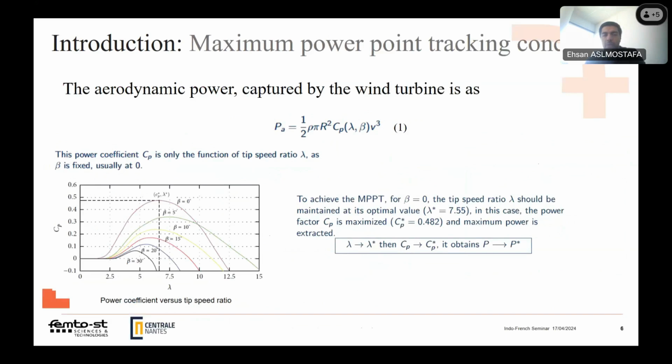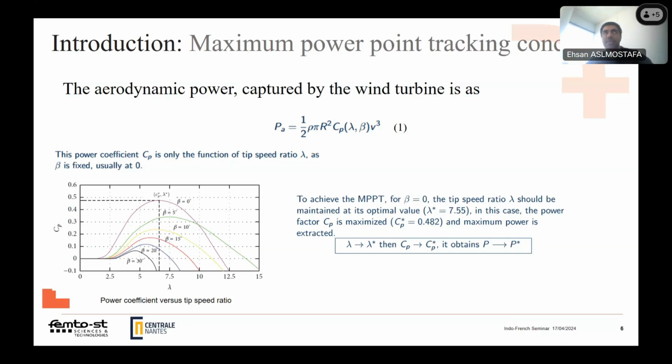According to equation 1, which is the aerodynamic power, we can take the maximum power based on the parameter Cp, which is the power coefficient. This parameter is a function of lambda and beta. Lambda is the tip speed ratio and beta is the blade pitch angle. According to the figure here, which shows the power coefficient versus the tip speed ratio lambda, we can see that the maximum value of Cp occurs when beta is equal to 0.